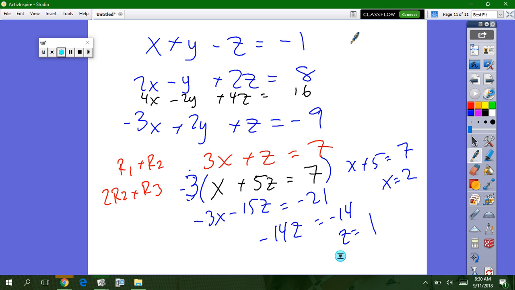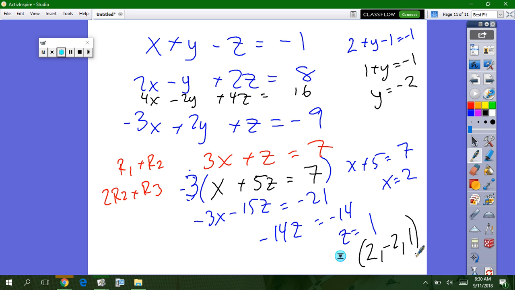So I have x, which is 2, plus y minus 1 equals negative 1, which is 1 plus y equals negative 1. Y is negative 2. So the coordinate is 2 comma negative 2 comma 1. They do it in terms of x, y, z. Okay?